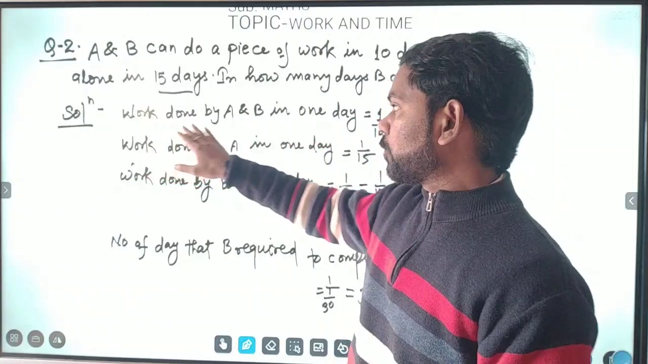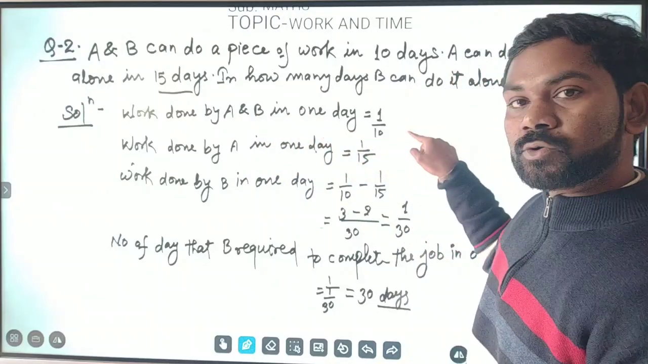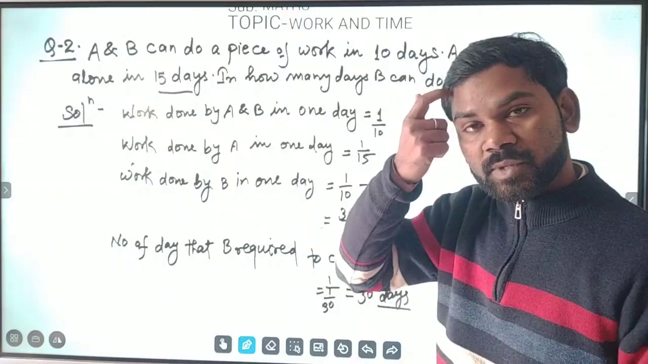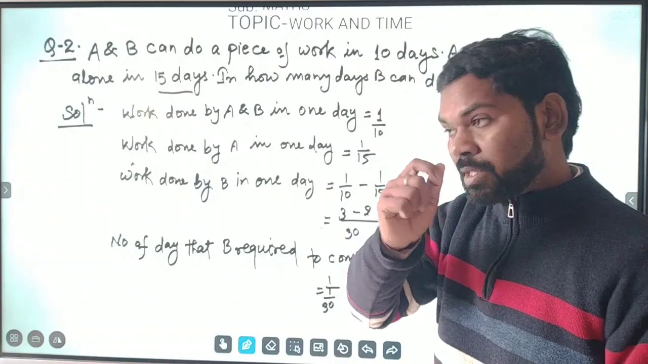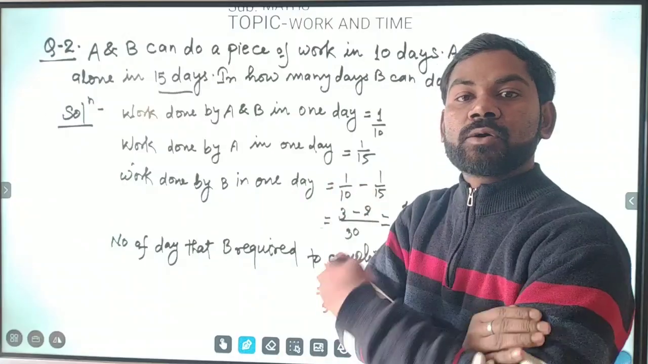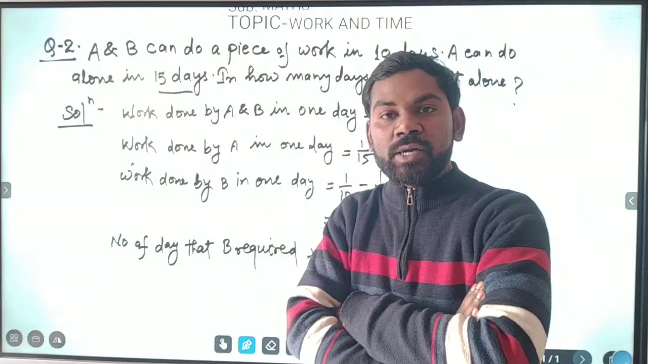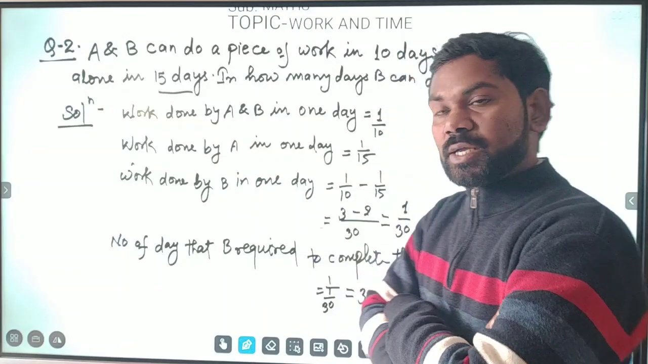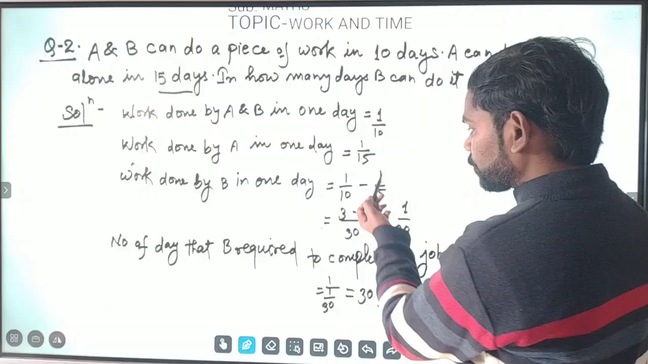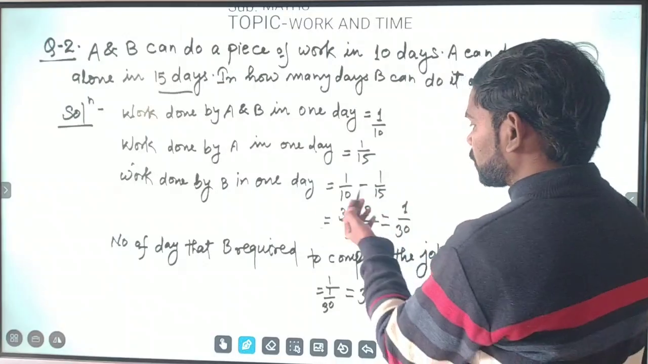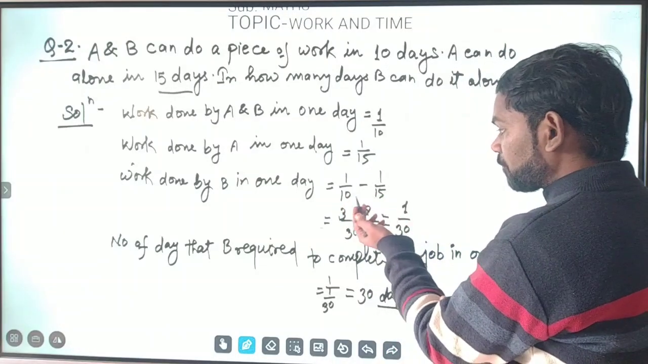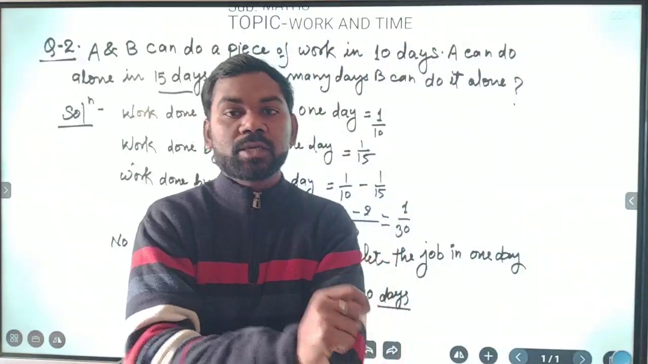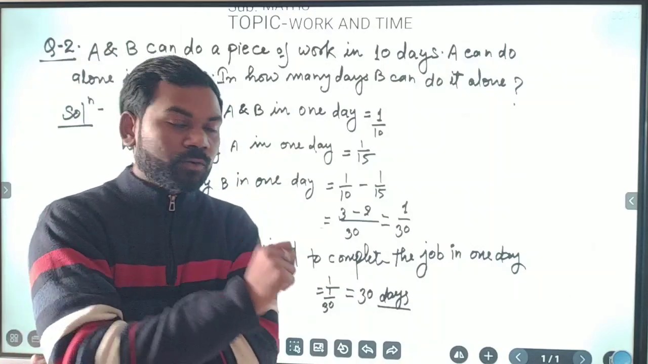The solution is: work done by A and B in 1 day is equal to 1 by 10, and work done by A in 1 day is equal to 1 by 15. Since the work done by A and B in 1 day is obviously greater than the work done by B in 1 day, whenever we find the work done by B in 1 day, we subtract 1 by 15 from 1 by 10. When we subtract 1 by 15 from 1 by 10, we get 1 upon 30. This 1 upon 30 represents the work done by B in 1 day.